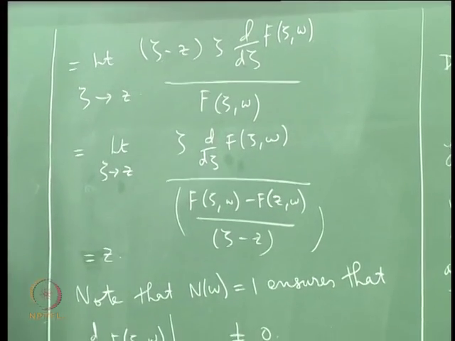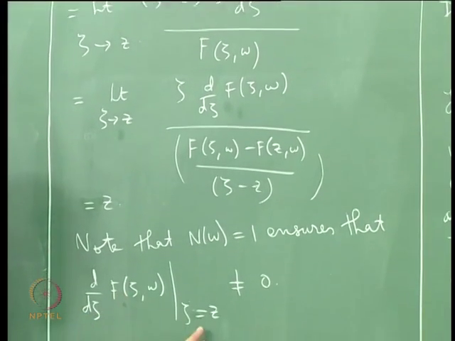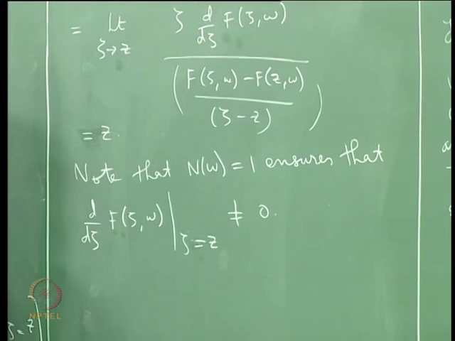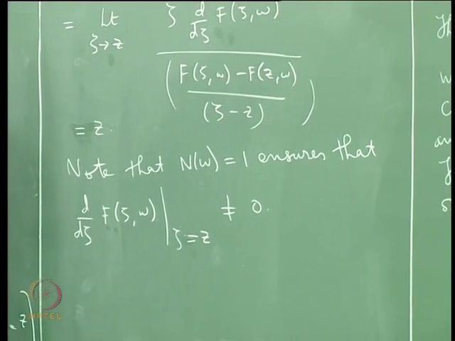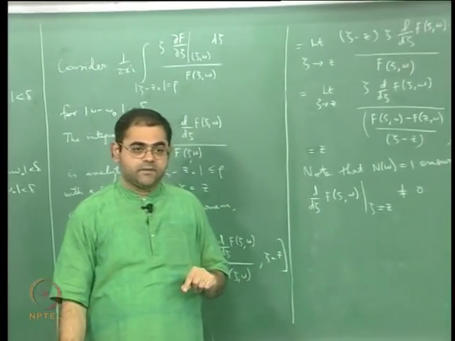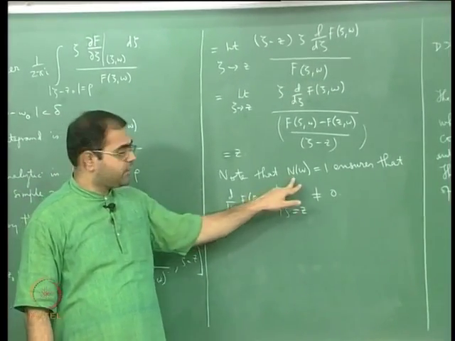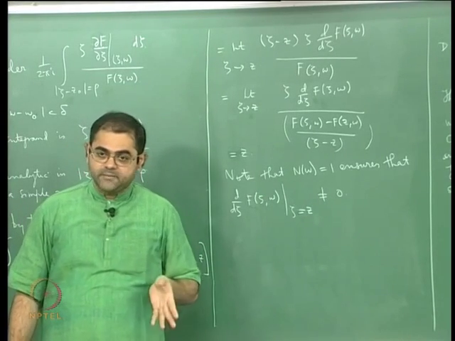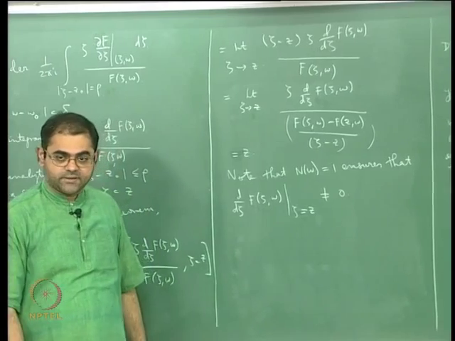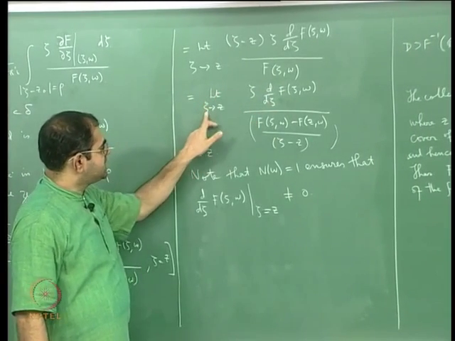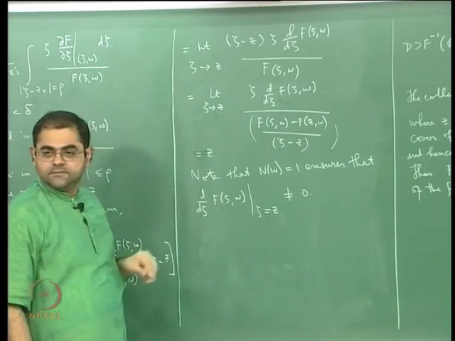Saying that the derivative is non-zero tells you that z is a zero of order 1 of f of zeta comma w, which is what n of w equal to 1 says. If this derivative was 0, then the value of n of w would have shot up; it would not be 1, it would be an integer greater than 1. That is not the case. That is why I can cancel these two. I will simply get limit zeta tends to z of zeta, which is z.